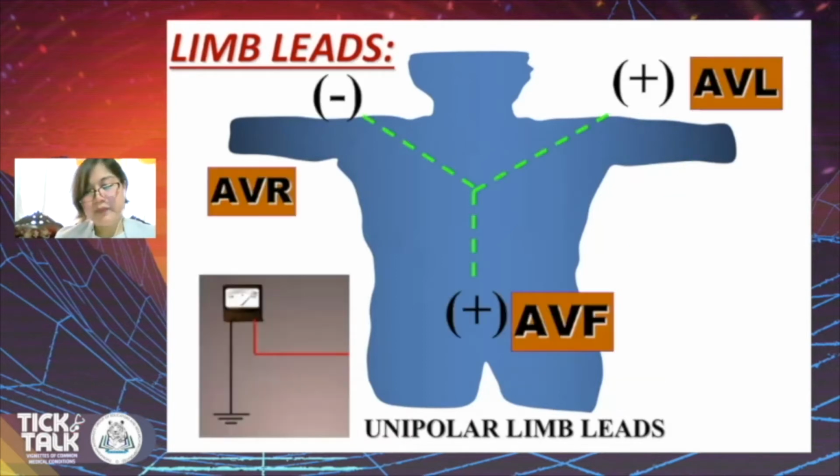Your unipolar leads are taking a look at electrical impulse at a certain point. So AVR is for the right, AVL is for the left, AVF is basically the foot area or the inferior portion of your patient.